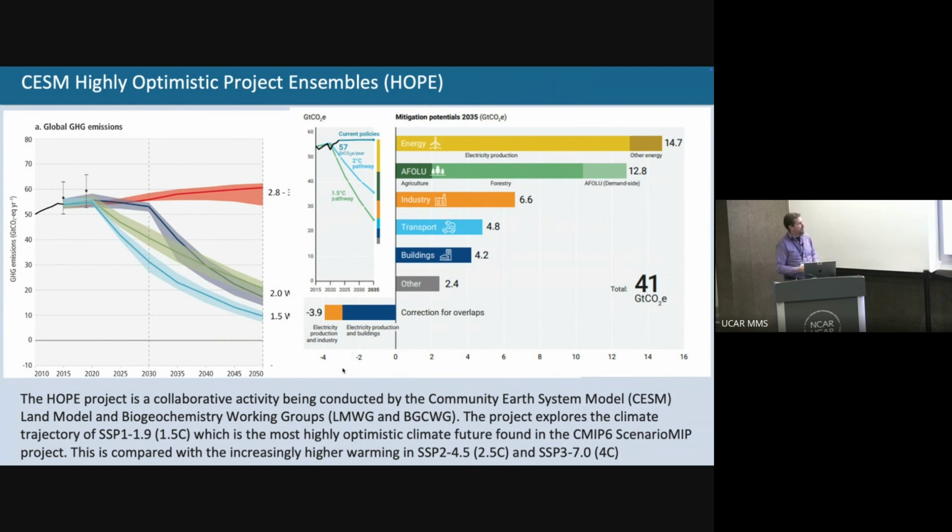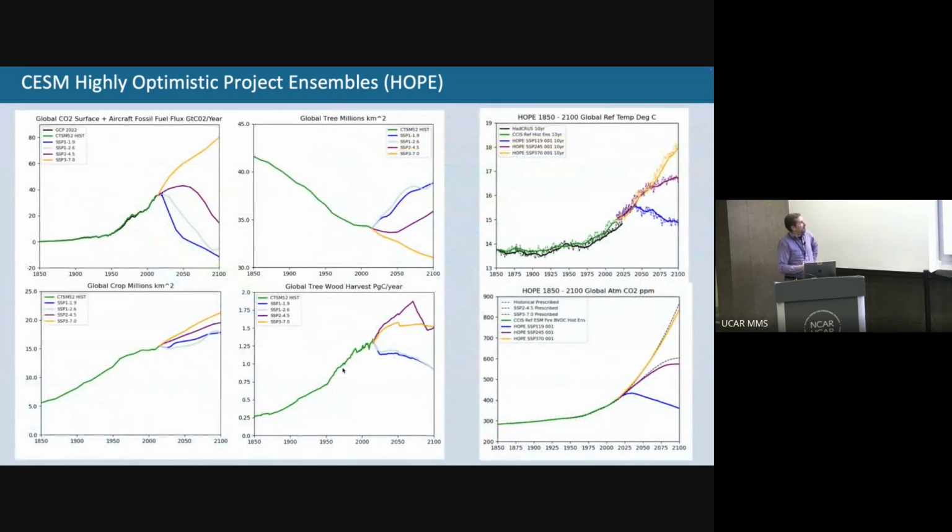Can we get this 1.5 degrees of warming versus the 2.5 degrees of warming in SSP2-4.5 or the 4 degrees in 3-7.0? A lot of this involves mitigation and intervention type activities. We want to explore whether we can get them to work inside CESM with a responsive carbon cycle and responsive aerosols. So just quickly, what does SSP1-1.9 look like in terms of fossil fuel emissions?